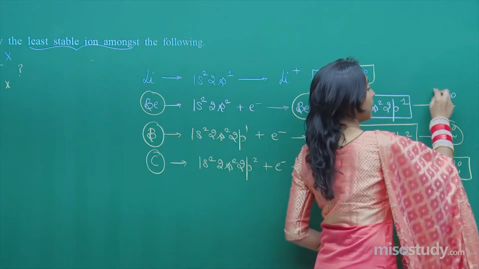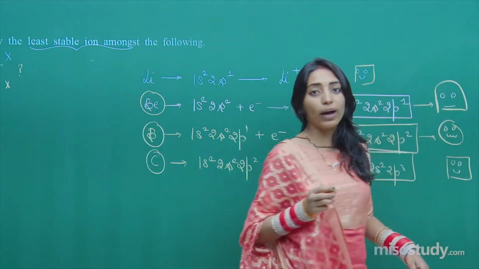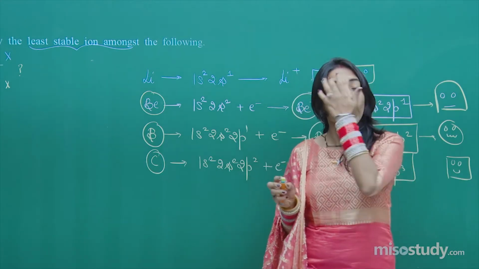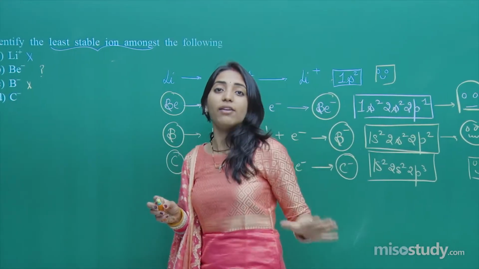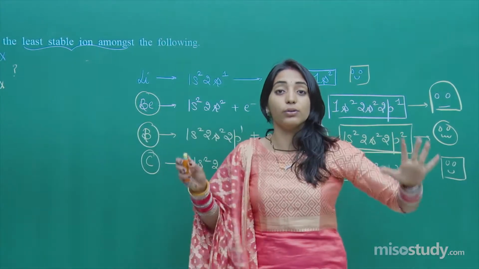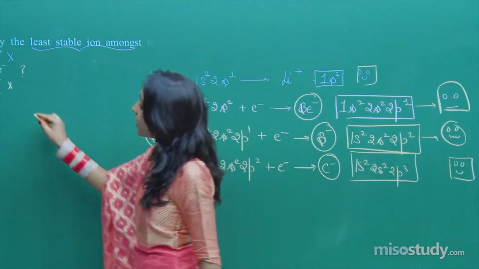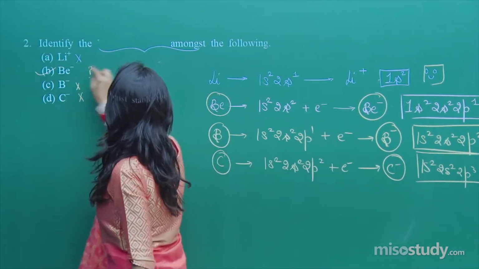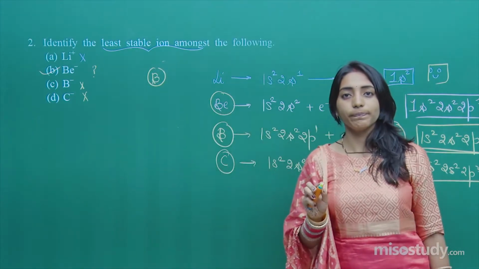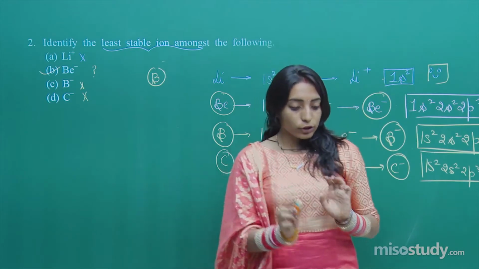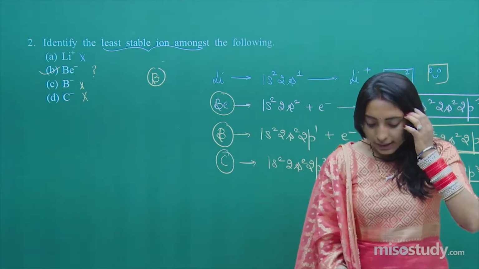But if I compare Be minus, this is sad. Why? Earlier it was happy enough, quite stable, much more stable. Now it got one electron and everything in its life was ruined, right? So the correct answer will not be even C minus. Our correct option for this particular question is option number B. Clear? So this was about our second question.